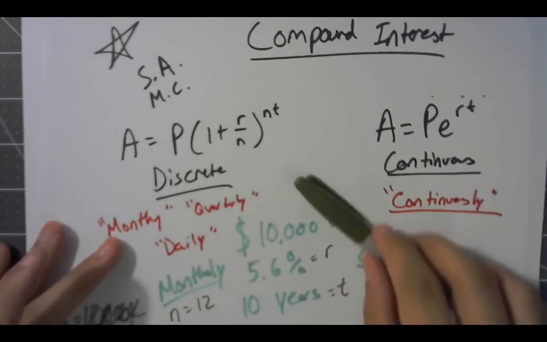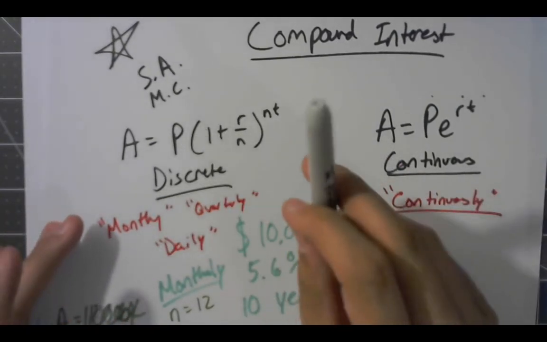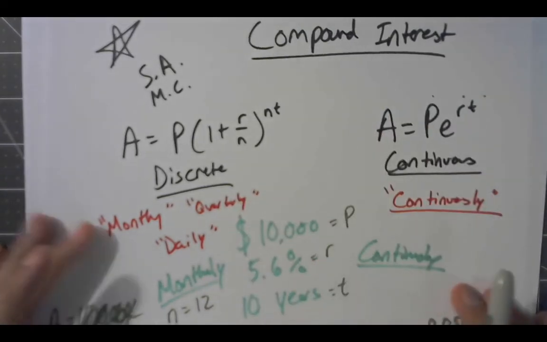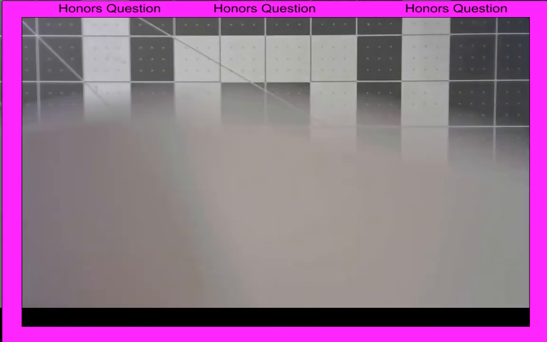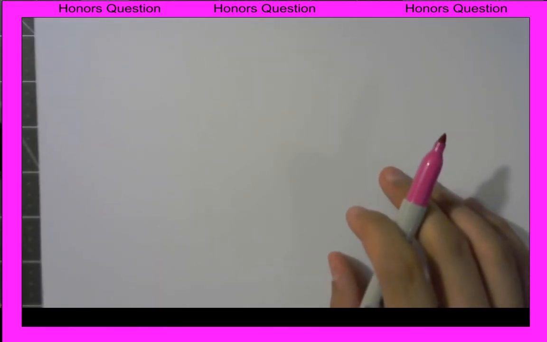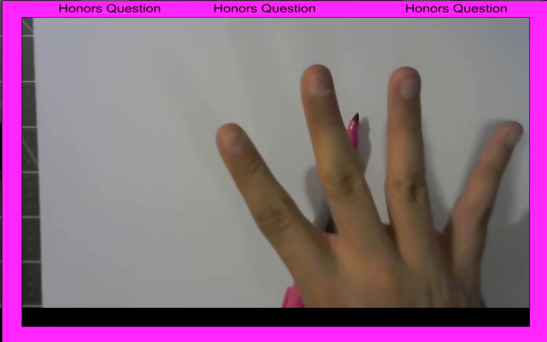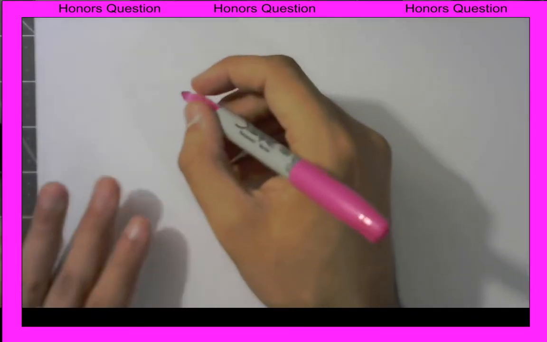Kind of like this, let me jump into an exponential growth and decay problem. So this is definitely honors. Mario, your question, what is quarterly? Quarterly means it grows 4 times a year. So this is honors.